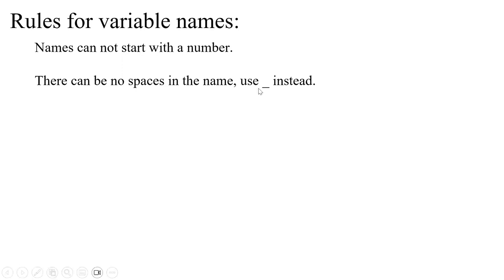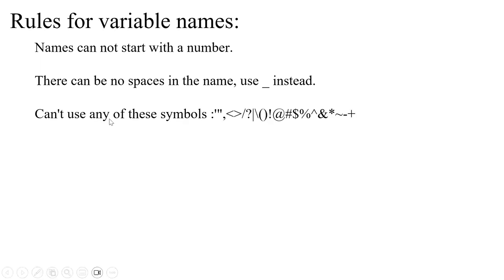So you can use underscore, like new_message, something like that. But space is not allowed, and you cannot use any of these symbols. Whenever you are defining a variable, you cannot use these special symbols, like single quotation, double quotation, comma, less than, greater than.